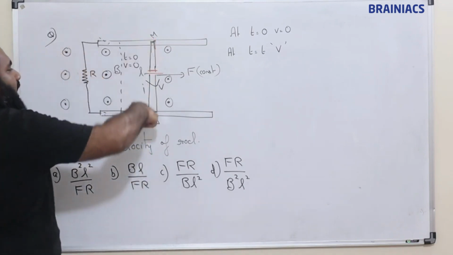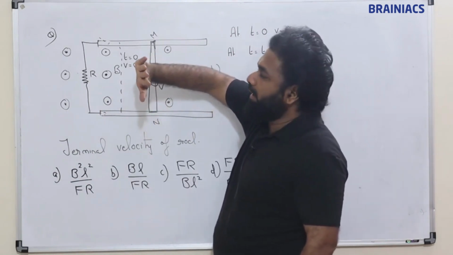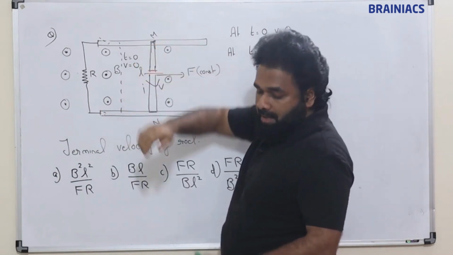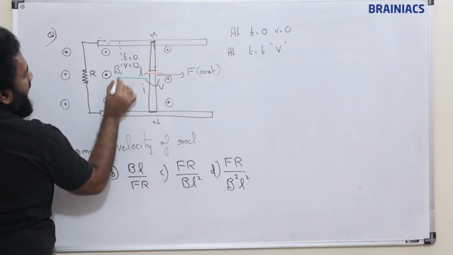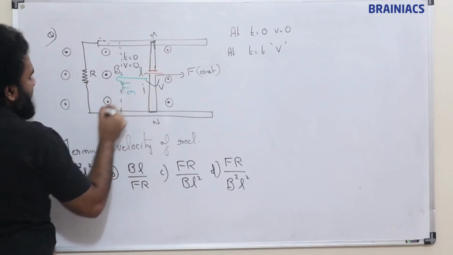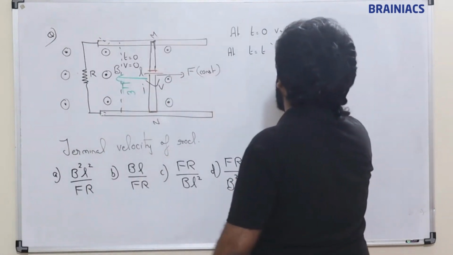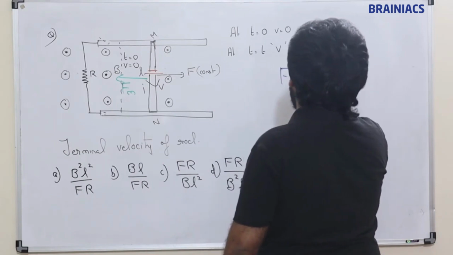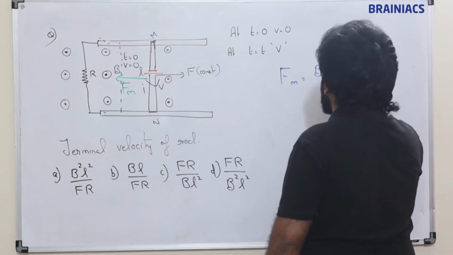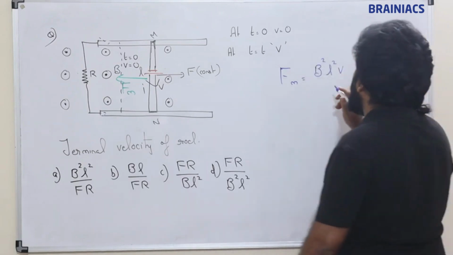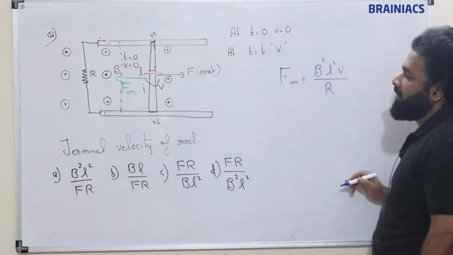Now if the current is moving like this, and the magnetic field is in outward direction, then the magnetic force is going to act in this direction. This is the magnetic force. So what is the magnetic force? Magnetic force Fm is equal to what? B square L square V, where V is variable, agree, divided by the resistance R. This is the magnetic force.